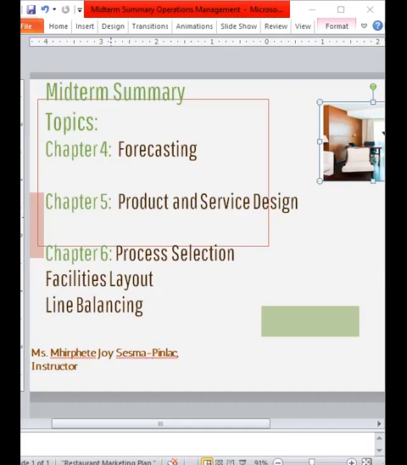Customer satisfaction is the main focus of product and service design.